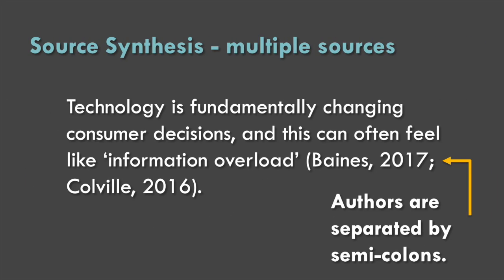The next type of in-text citation is a bit of a cheat. You can signal to your marker that you've read different sources and you've understood that the information they contain can be synthesised together in a neat way. For example, technology is fundamentally changing consumer decisions, and this can often feel like information overload. If you'd read the Baines article, you would see that it was talking about how technology changes consumer decisions, and the Colville article talks about information overload as it relates to consumers' experiences of technology. These papers have different focuses, but they can be synthesized together in your essay. When you're synthesizing two sources together, the authors are separated by semicolons, as you can see here.